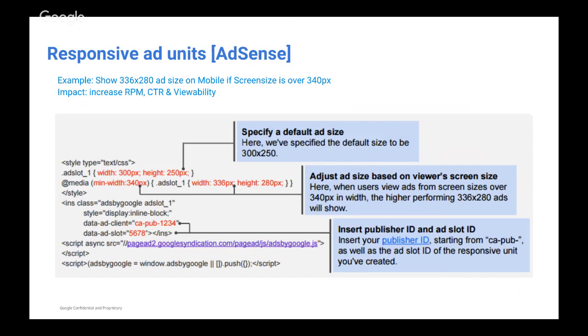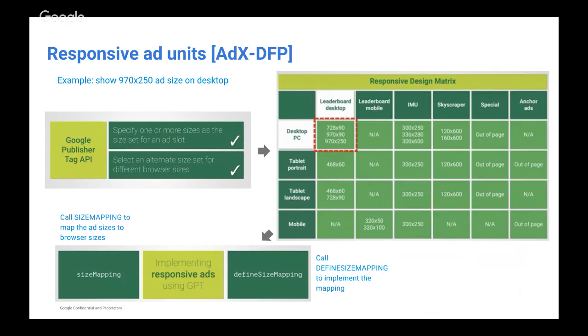Then those users who use Ad Exchange, and I know that many of you don't use Ad Exchange at this stage, use the Google Publisher tag. So the example here is that I have a 1024 by 800 screen size, and I want to show a 970 by 250 ad size on my desktop. So I use this Google Publisher tag API, so I can specify one or more sizes as the size set for an ad slot. And then I can select an alternative size set for the different browser sizes.